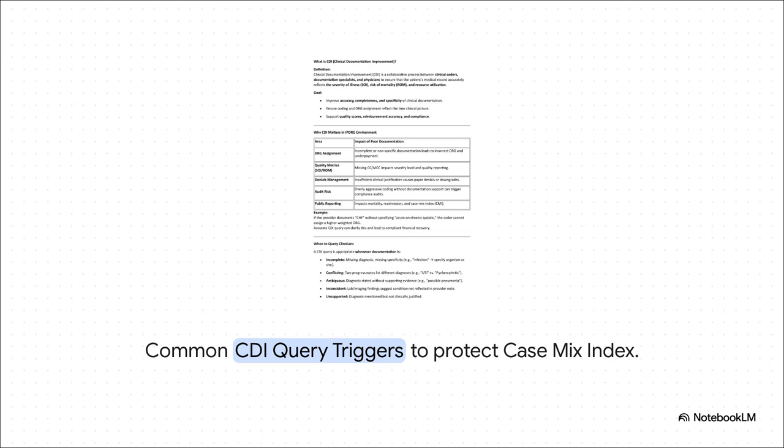Mastering these CDI query triggers is exactly how you protect your case mix index. For instance, asking a physician to clarify if heart failure is acute on chronic rather than just writing a generic CHF. That is the exact type of ethical optimization we want. It changes the code from a non-CC to a very powerful CC or MCC. We aren't trying to invent severity here. The goal is simply to make sure the medical record perfectly reflects the severe reality of the patient lying in that hospital bed.